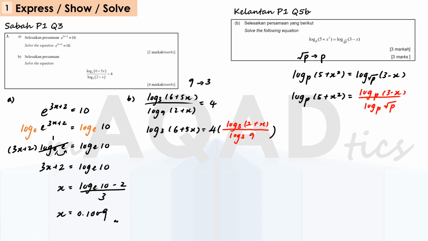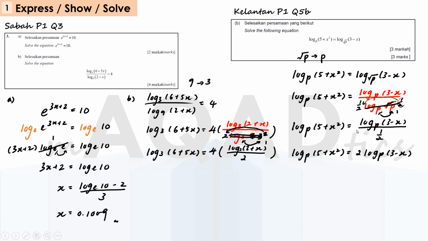So here the 9 again will become 3 to the power of 2. The 2, I can move to the front, and then the base and the value are the same, so everything here becomes 1. The same goes for this one as well. The square root here, I can change it to 1 over 2, move it to the front. And the base and the value will be the same, so this will be crossed off and changed to 1. Right, so the simplified version will be something like this.